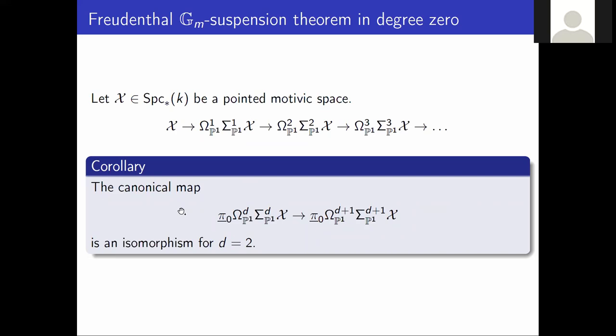And like I said, this is kind of optimal, because for D equals one it cannot be true, since you have non-abelian groups and abelian groups. So this is optimal in this sense.